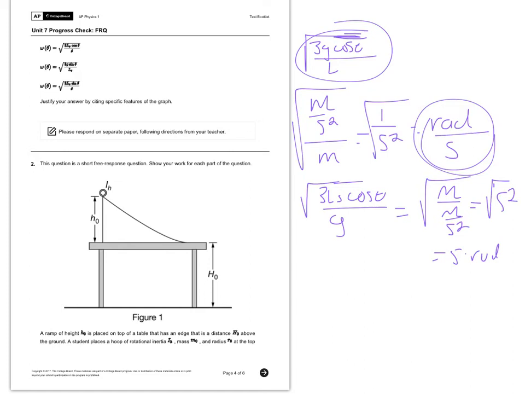This was worth 3 points. 1 point for the correct equation and some attempt at a justification, even if your justification was wrong. So if you guessed and you got it correct, but your justification was wrong, you could still get that point. 1 point for talking about the units, how the first equation, the units will work out for radians per second. And the third point is for showing that it is a cosine graph because of that increase in angle showing a decrease in angular velocity.